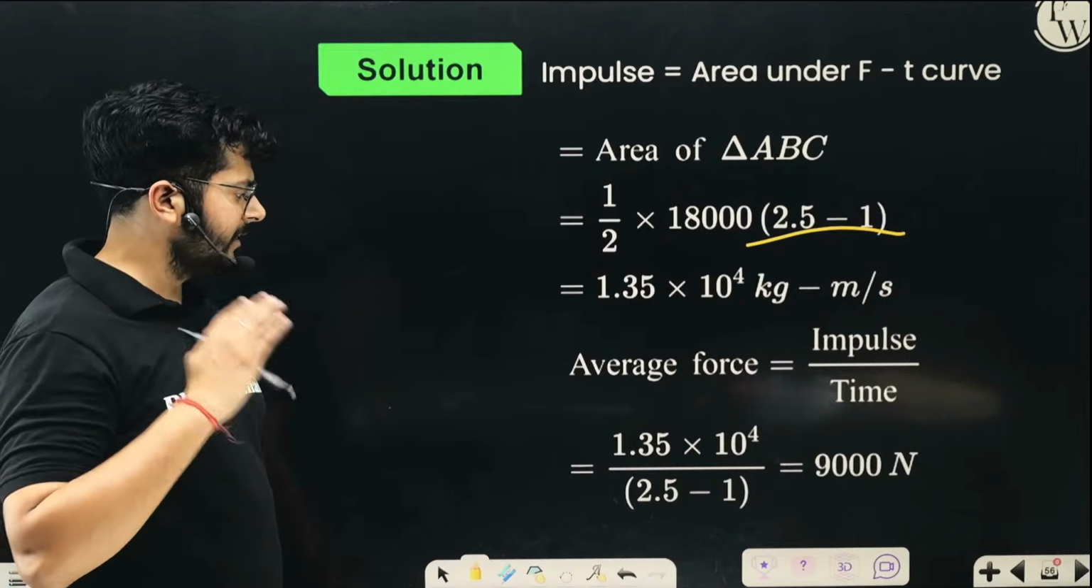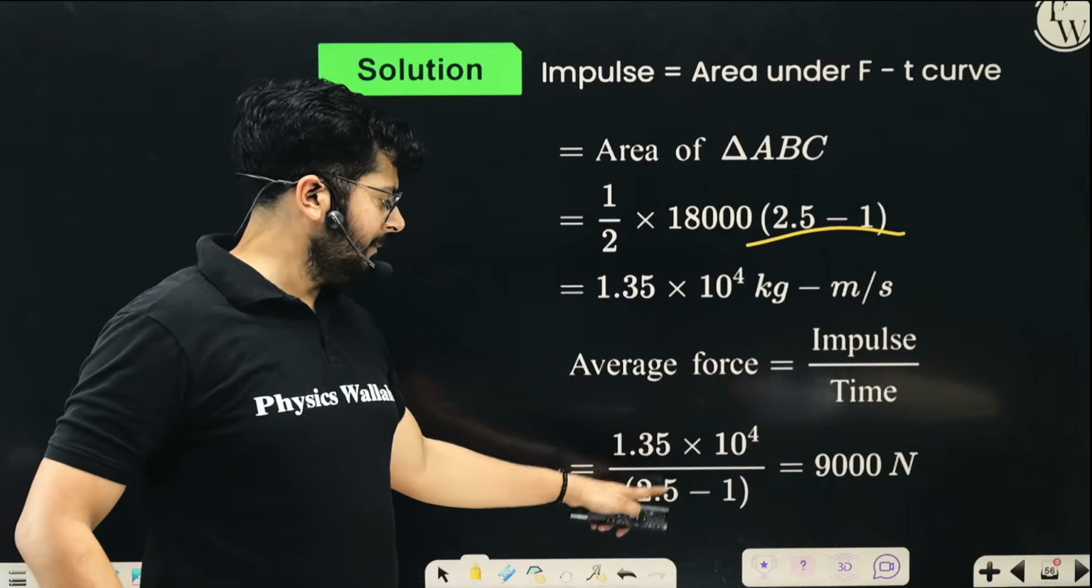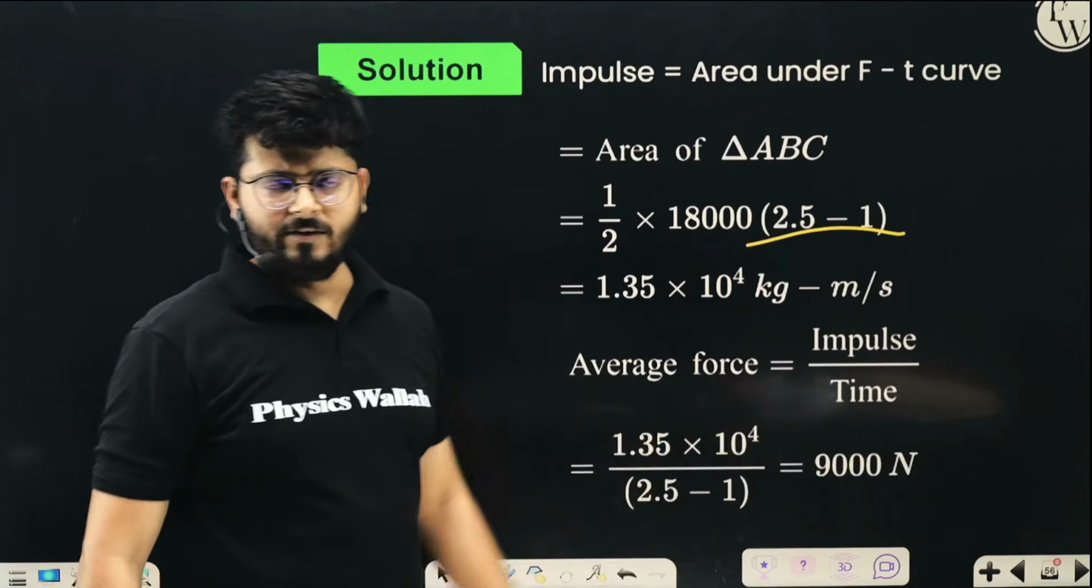So area by time, impulse by time, right? Impulse is area by time, impulse by time is nothing but the average force acting on the body.